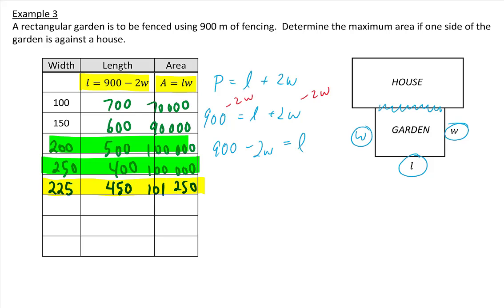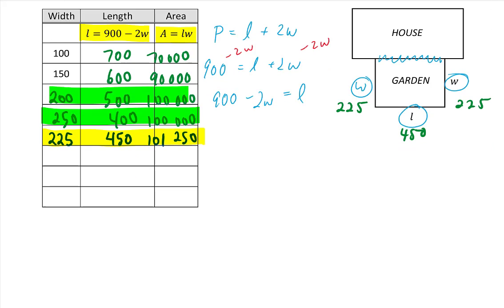So our dimensions are 225, which, remember, is our width. So that's here. We have two of them, 225 and 225. And then we have 450 for our length, which is a 2 to 1 ratio. Whenever you have one side that's not part of the equation, we're always going to end up with a 2 to 1 ratio of length versus width. That was similar to the one we did above. Therefore, to get the maximum area of 101,250, we would need dimensions of 225 by 450.